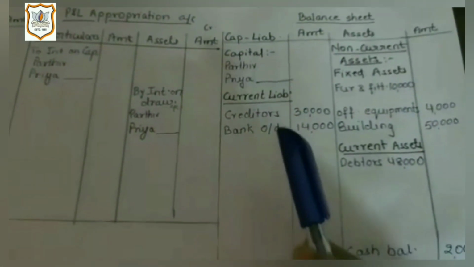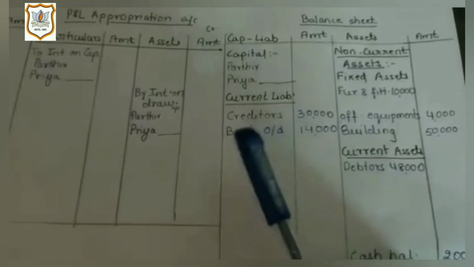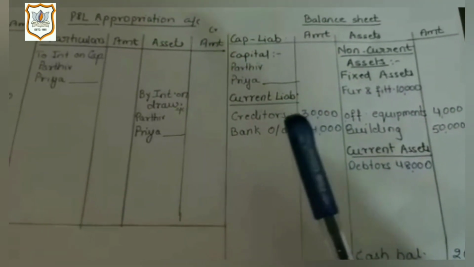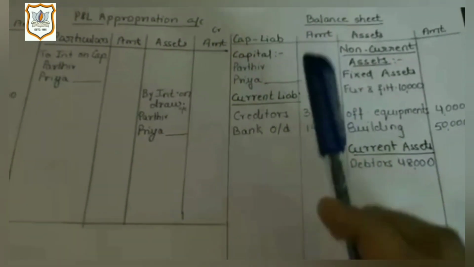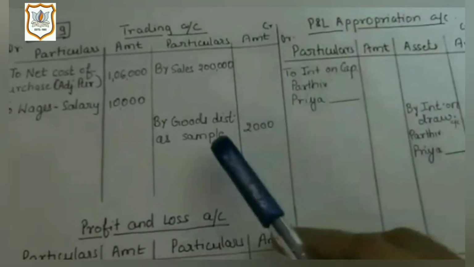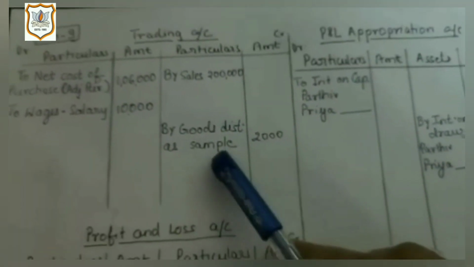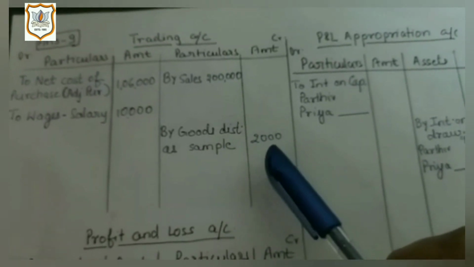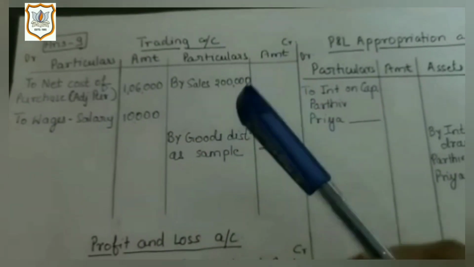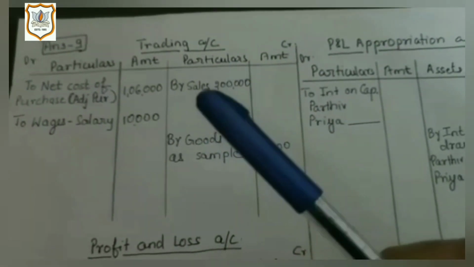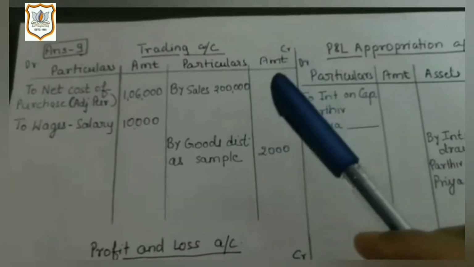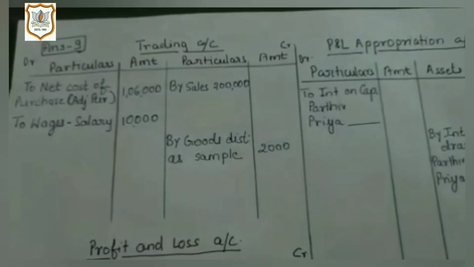Now next item which is given in trial balance is payable. Payable means creditors, which is 30,000. Since it is a liability, so we will record it in balance sheet under current liability heading. Now next one is goods distribute as sample, which is 2000, which will be recorded on credit side of trading account. See, when any goods are going out of business due to any reason, so it will be recorded on credit side of trading account.